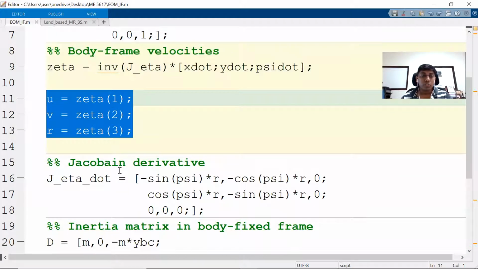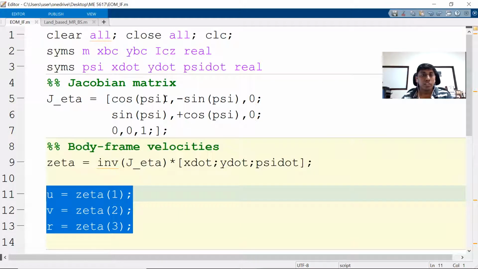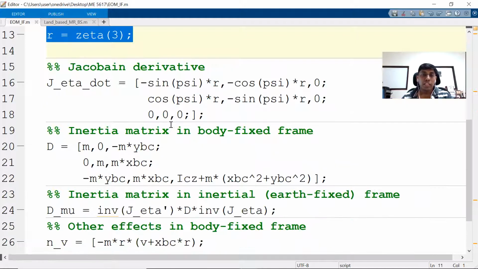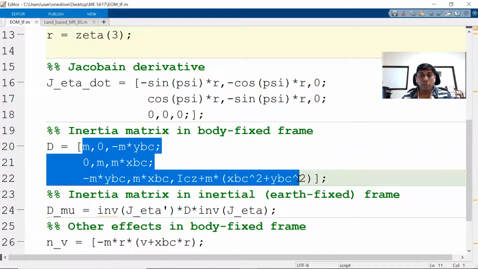Once this is known, I derive the Jacobian derivative. Taking the derivative, psi dot will come, and psi dot is equal to r, so I have put it here. Once the Jacobian derivative is known, we can go for the equation of motion in the inertial frame. First we take the inertia matrix in the body-fixed frame, which is given in this form.